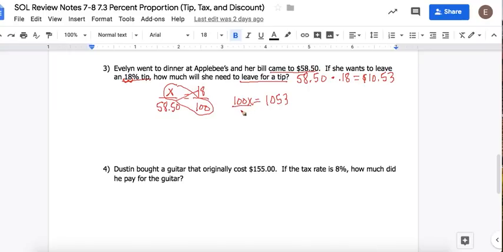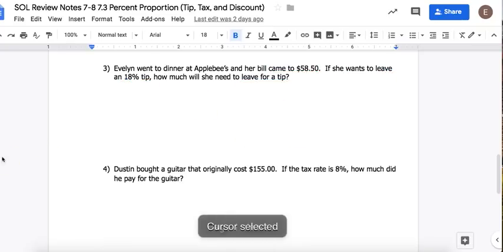The opposite of multiplication is division, so we're going to divide both sides by 100. 100 divided by 100 is a 1 in disguise, and 1053 divided by 100 is 10.53. Now, in this problem, I am not going to add 10.53 as my final answer because it said how much will she leave for a tip. So I just needed to find the part, and I did not need to add or subtract here.